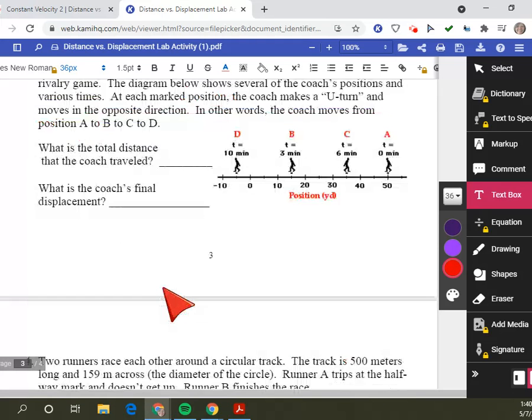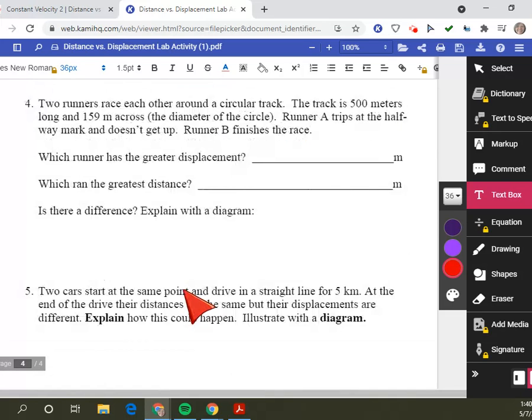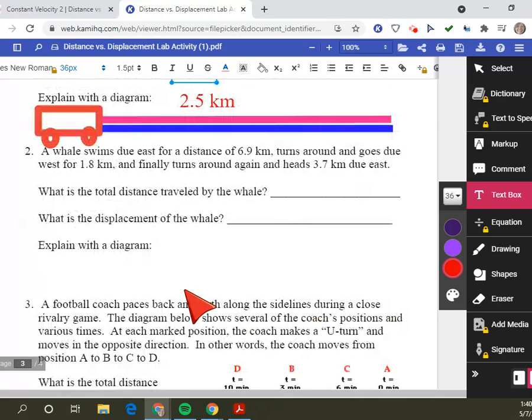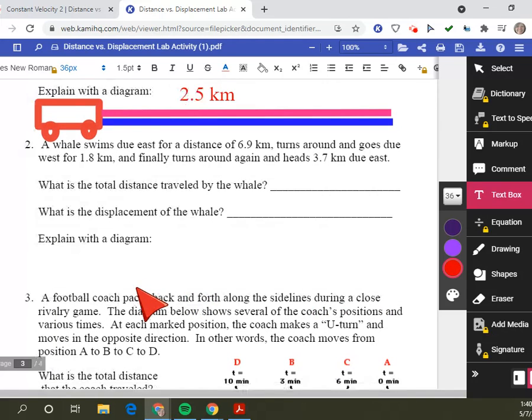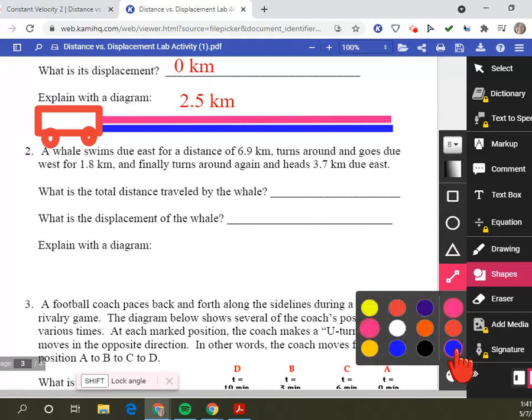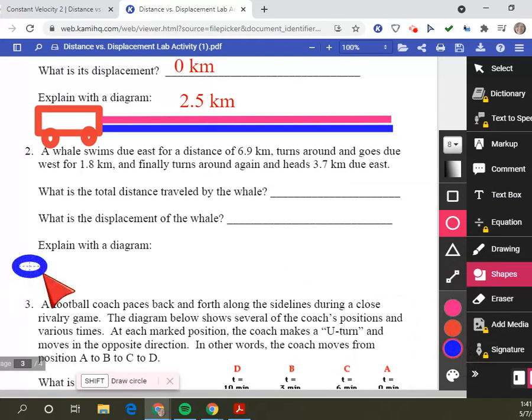Let's see. There's 2, 3, 4, 5, 6. Let's go ahead and do number 2 together, and then you guys can work on the other ones. We might do 3 too if you want me to, but a whale swims due east for a distance of 6.9 kilometers, turns around and goes due west for 1.8 kilometers, and finally turns around again and heads 3.7 kilometers due east. Now, this is a strange whale, but okay, so we have our whale.